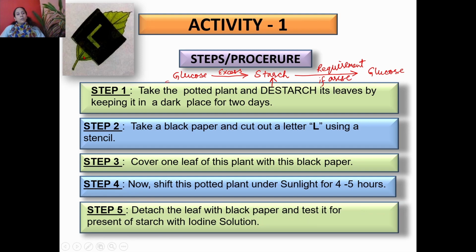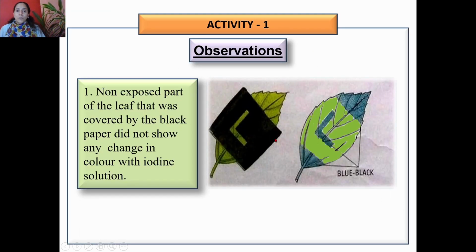What will happen? Now the plant, being in the sunlight, will again start doing photosynthesis, and all the exposed parts of the leaf will start doing photosynthesis. They will start making glucose and converting it into starch. So now the next step is we have to find out whether the part of the leaf which we have covered with black paper has starch in it or not, because we have already de-starched the plant. Now all those parts of the plant which are exposed will have starch in them, and not this one.